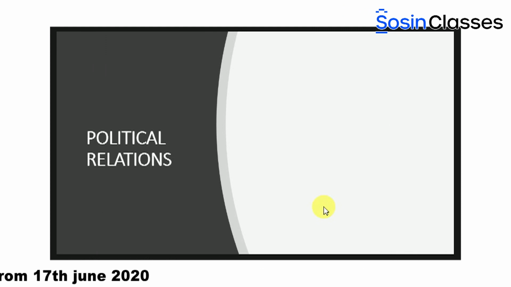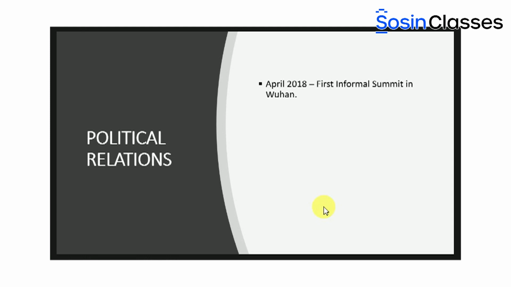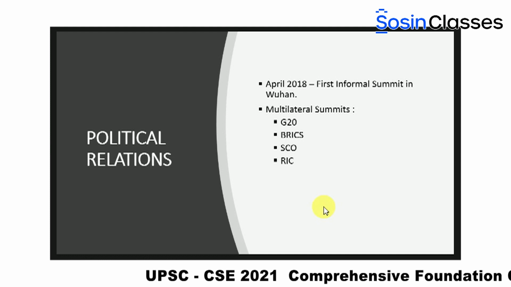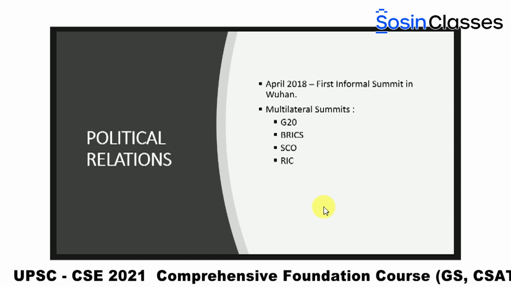To understand the political relationship between the two countries, the number of visits made by the heads of state or heads of government to both these countries is very important. High-level visits always add substance to the ties between both countries. In April 2018, Prime Minister Narendra Modi and Chinese President Xi held the first informal summit in Wuhan to exchange views on overarching issues of bilateral importance. The two leaders also visited each other's countries for various multilateral summits like the G20, BRICS, Shanghai Cooperation Organization, Russia, India and China Foreign Ministries meetings, etc.